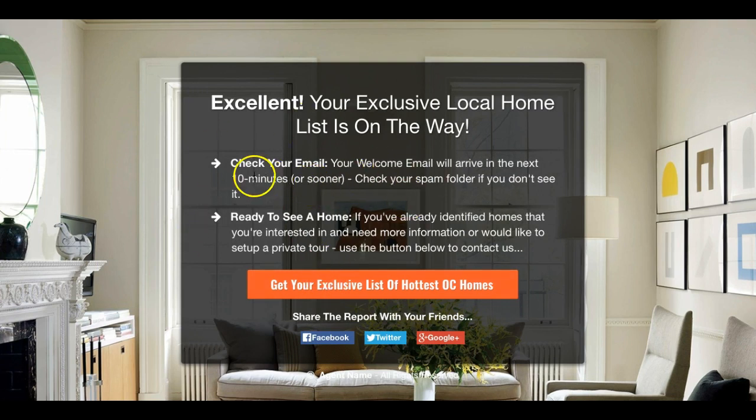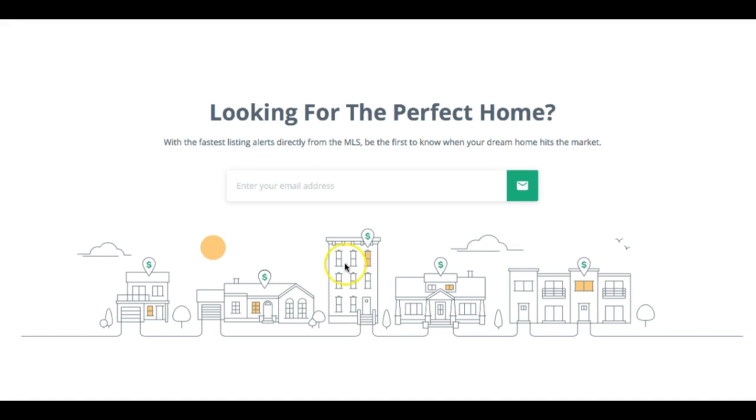it's very similar to this. So it's instruction to check their email, and it gives them instructions on how to set up contact information with us, and they'll click on something like this. It'll then take them to a page here where they're able to search for homes really easily, and that this is just for the real estate industry.